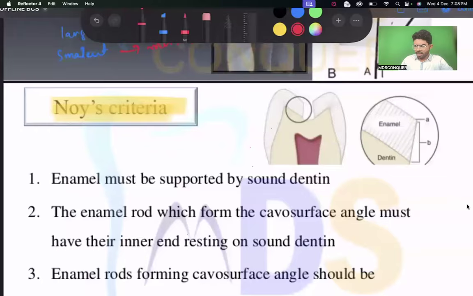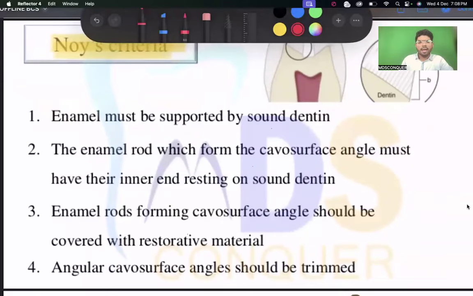Then comes Black's criteria. Already, I think it was covered in the quick revision videos. Enamel must be supported by sound dentin in every situation. Enamel rods which form the cavosurface margin must have their inner ends rested on sound dentin. Enamel rods forming the cavosurface angle should be covered with the restorative material. And the cavosurface angle margins should be trimmed properly. So these are the 4 criteria, very important from the examination and viva point of view.